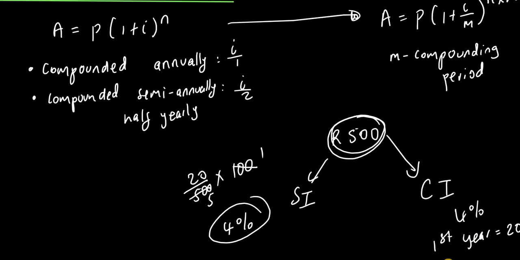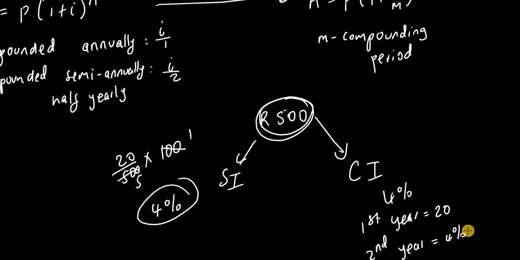But for the second year, the interest that you're going to earn is not going to be 20, but 4% of 520. You understand? It's going to be 4% of 520 rands. That is the new interest you're going to get in the second year.